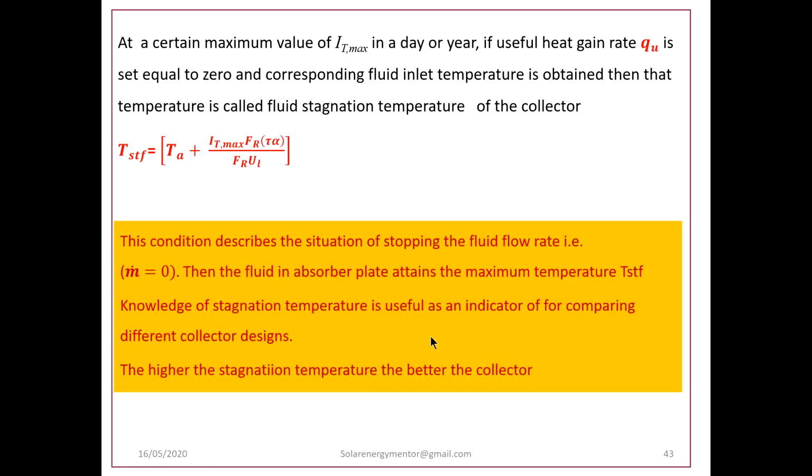At a certain maximum value of IT, IT max, in a day or year, if the useful heat gain rate Qu is set equal to 0 and the corresponding fluid inlet temperature is obtained, then that temperature is called the fluid stagnation temperature of the collector. This is a very important parameter.